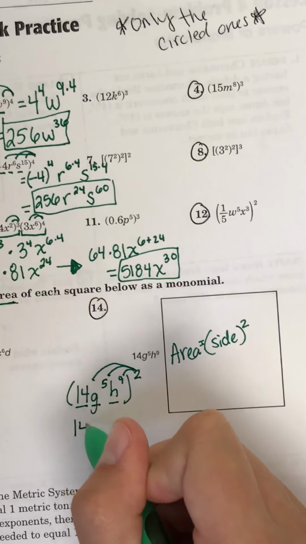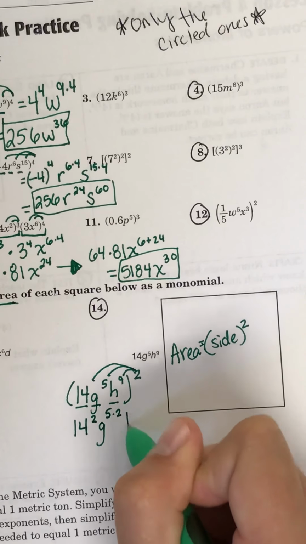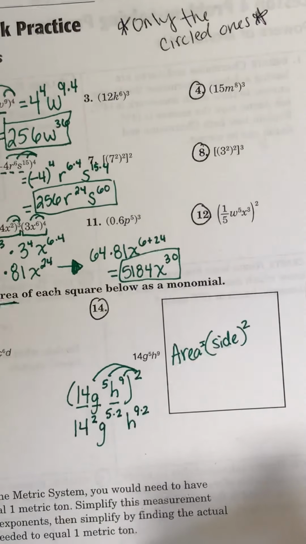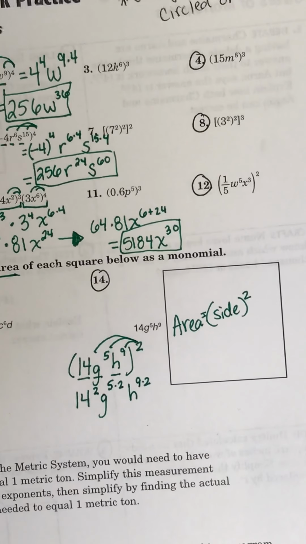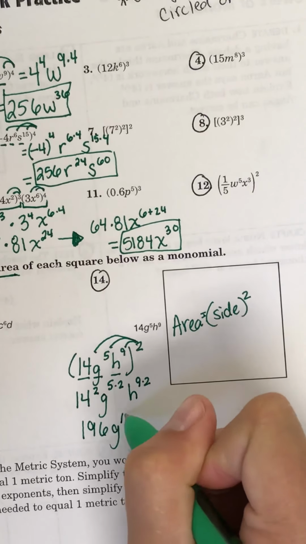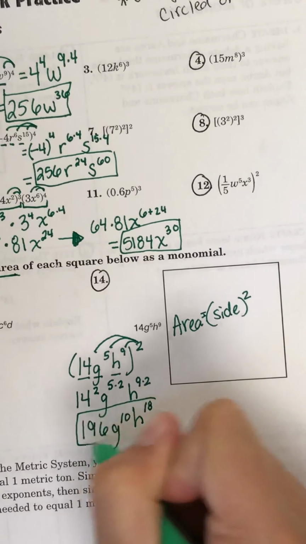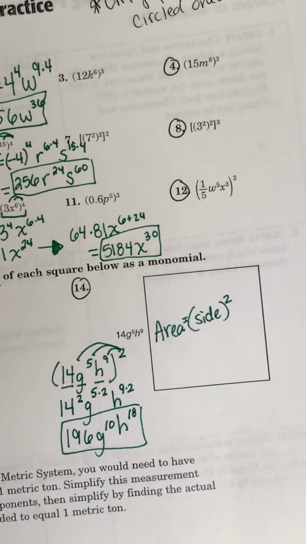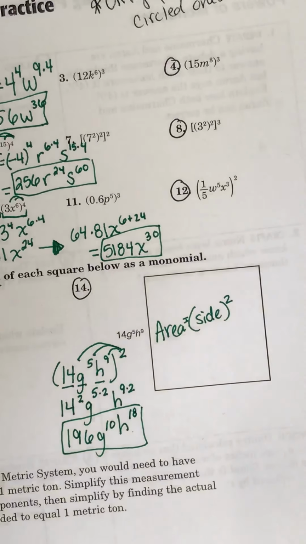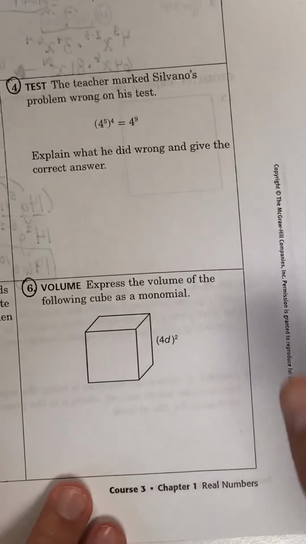Your work will look like 14 to the second power, G to the 5 times 2, H to the 9 times 2. And lastly, 14 caret 2 gives me 196. G to the 5 times 2 is 10. H to the 9 times 2 is 18. So if it ever asks you area of a square, you want to make sure that you raise whatever side it is to the second power. And then if we look over, I'm going to flip it over and do number 6.